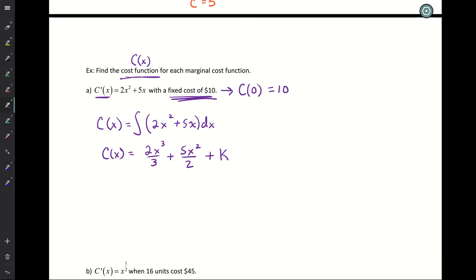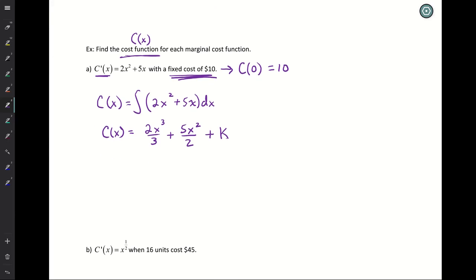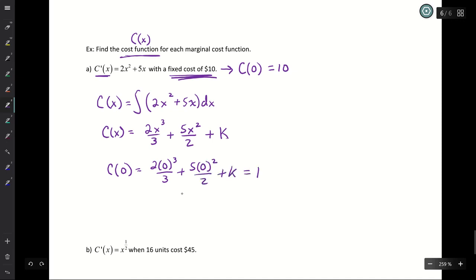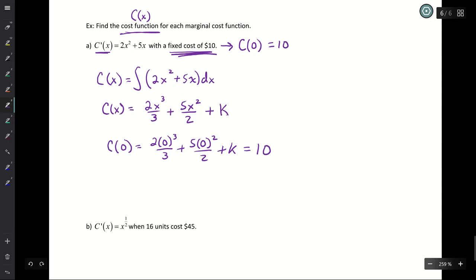So that's giving me an ordered pair. That's going to allow me to find my k value in this case. So c of 0, 2 times 0 cubed over 3, plus 5 times 0 squared over 2, plus k should give me 10. Okay, leave off the c of 0 notation. You don't need that. Notice there that that's 0 and that's 0. So in this case, k equals 10.